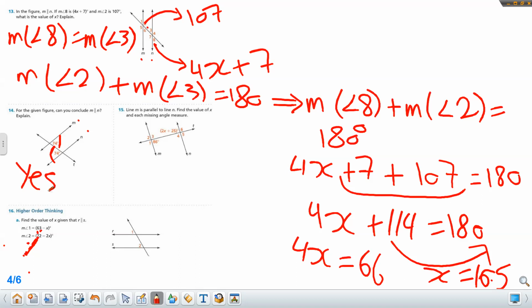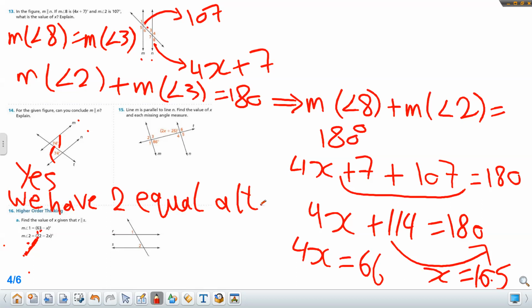What's the reason? The reason is we have two equal alternate angles, 74 and 74.